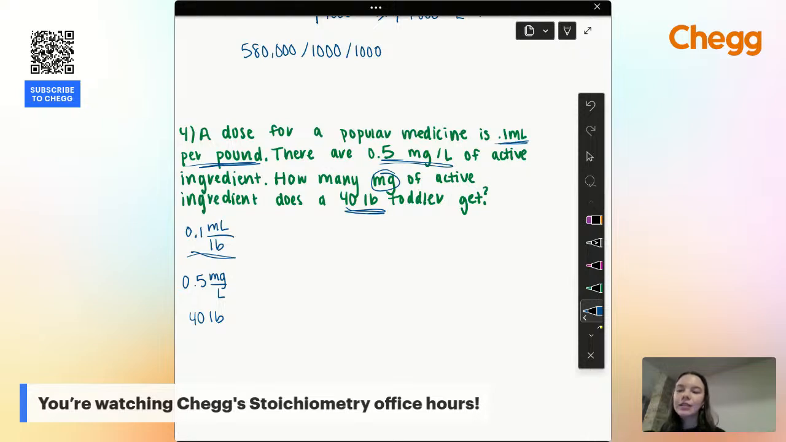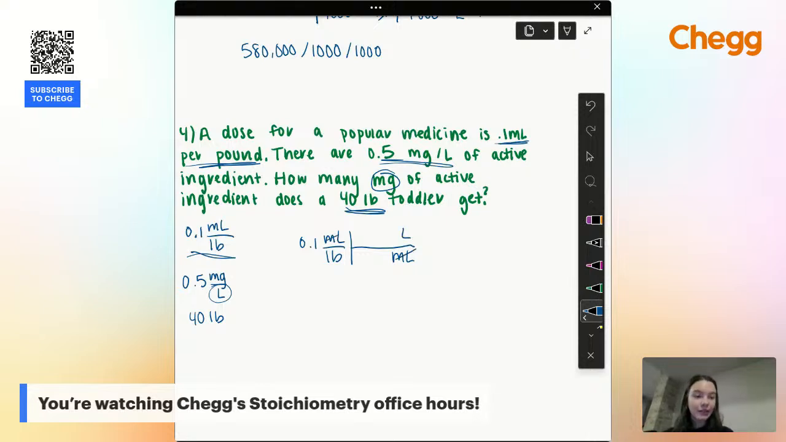So what we're going to do is start with 0.1 milliliters per pound. And we want to get to liters. We see in this conversion factor, we have liters. So we need to get to liters. Does anyone know how we cancel out the milliliters? We've said it a few times, but it is definitely something you want to get engraved in your brain. So we're going to put milliliters at the bottom and liters at the top. And this way we cancel out our milliliters.